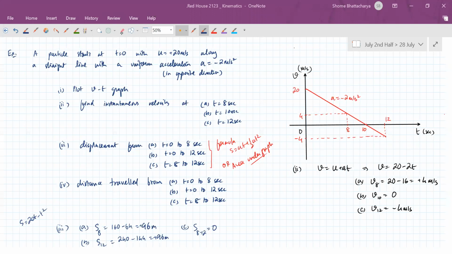Okay, so this is where the whole graph thing also becomes very useful, because it shows us at what point of time the direction of motion is changing.